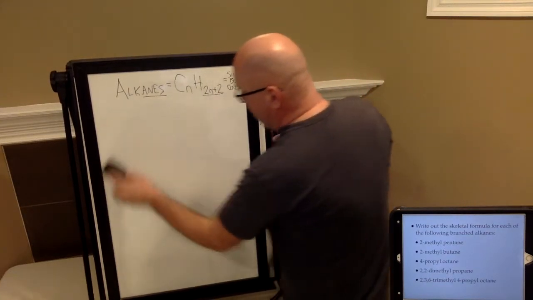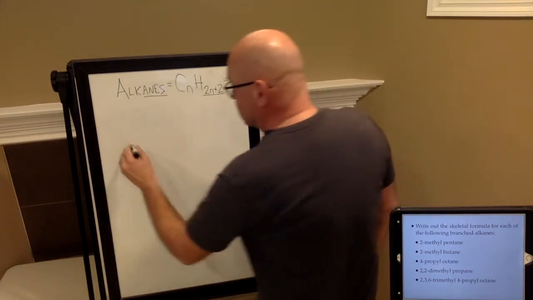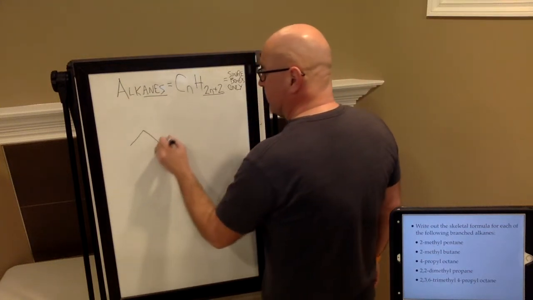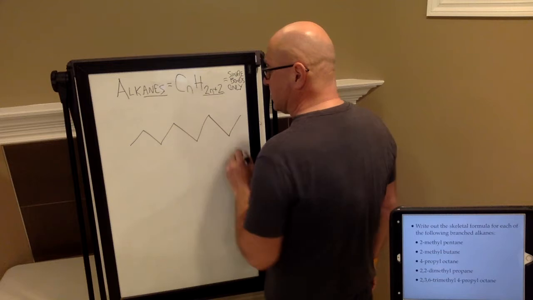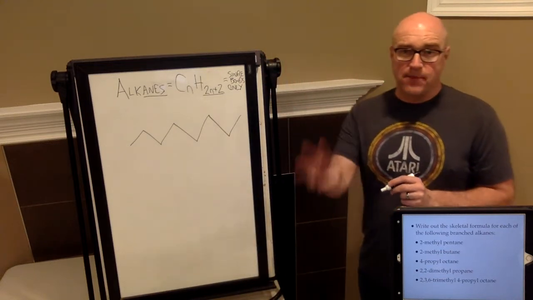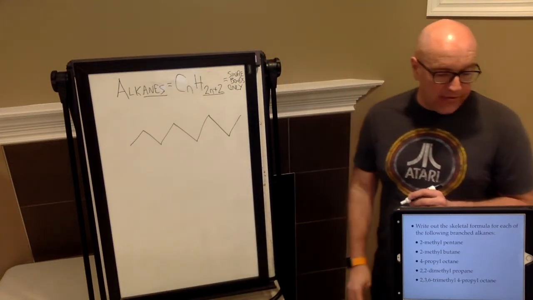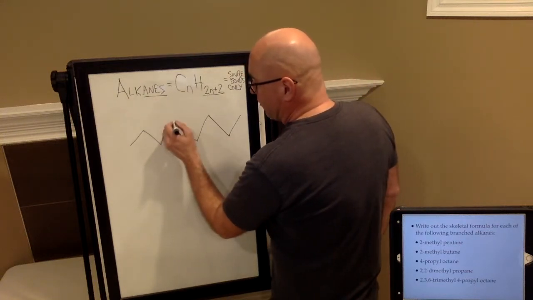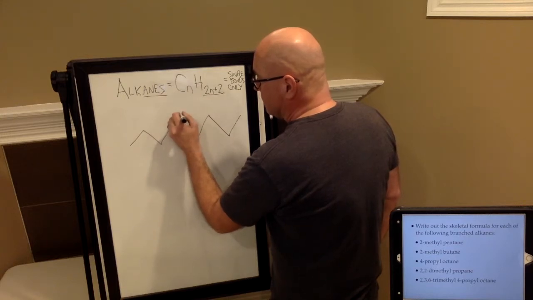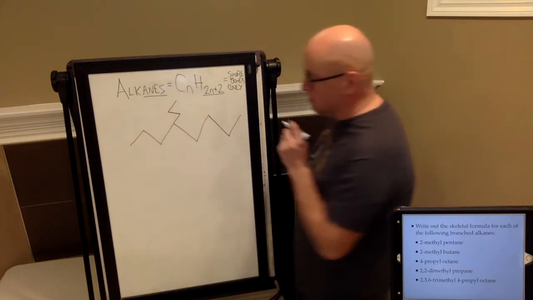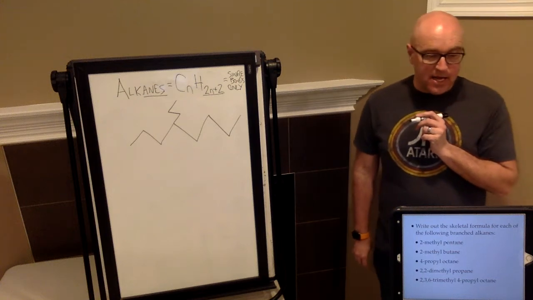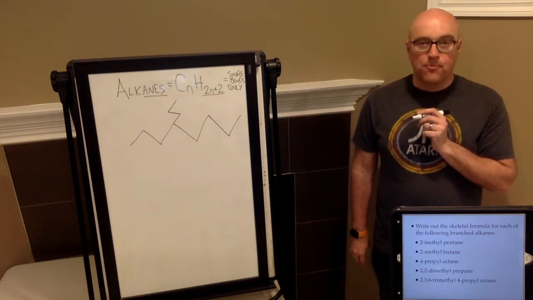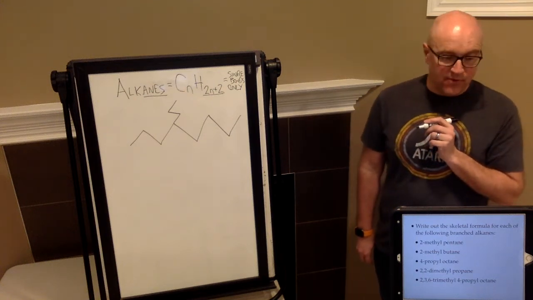What about 4-propyl octane? All right, well, let's go to octane. Octane's got 8. 1, 2, 3, 4, 5, 6, 7, 8. I've got a propyl group, which is going to be 3 carbons on the 4th carbon. So 1, 2, 3, 4. There's my 4th carbon. And I'm going to have a side chain of 1, 2, 3. So there is my 4-propyl octane.